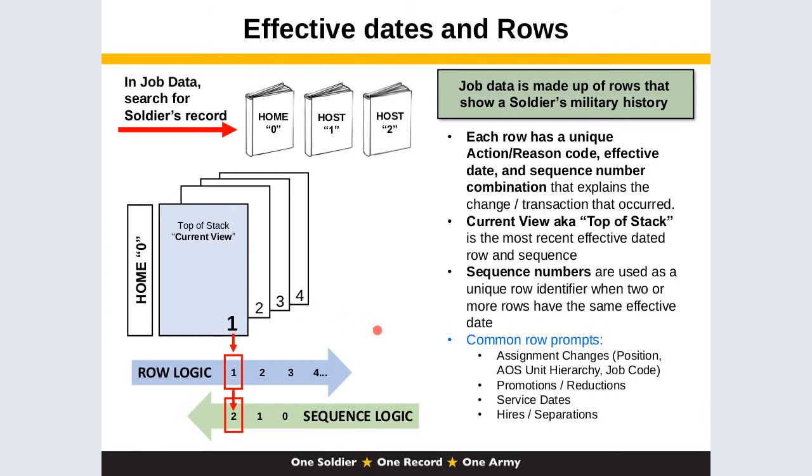I would also like to highlight the blue text that lists common types of rows that you will see in job data. As a note, when you see service dates, also think of contract extensions, because that's a pretty common row that users are populating within job data.